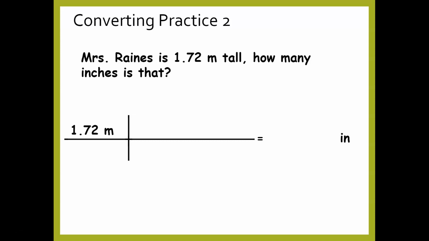So what are we going to do? What's the given quantity? Where does it go? Yeah, it goes on the bottom. So 1 meter goes on the bottom. What goes on the top? Inches go on the top. And we know from a previous slide that 39.4 inches are in 1 meter. So now meters can cancel out, and it's just a math problem. 1.72 times 39.4 divided by 1, and we get 67.8 inches.